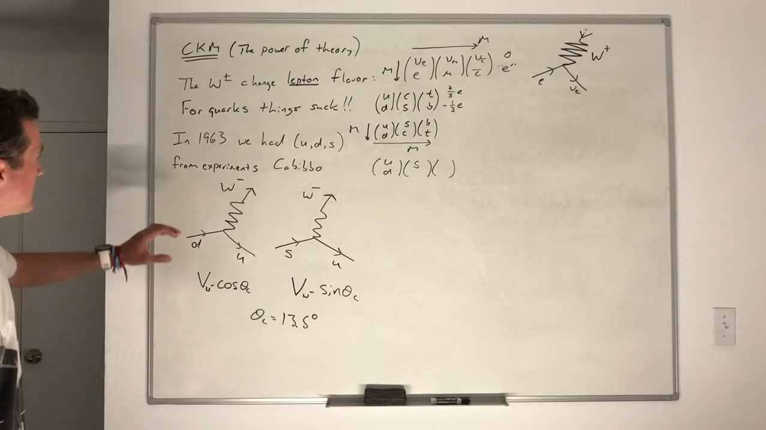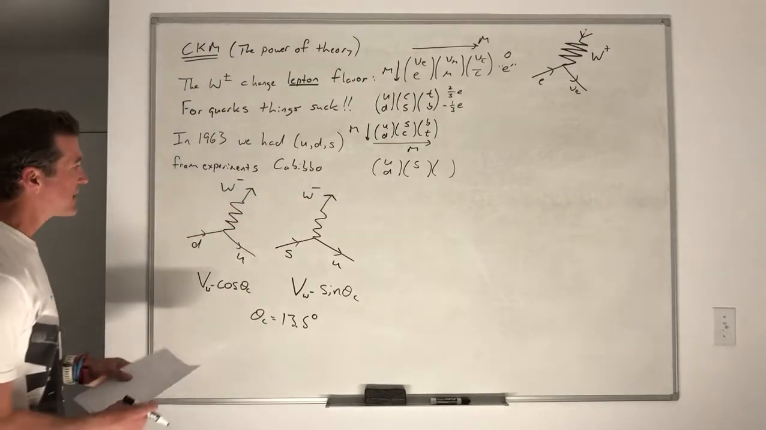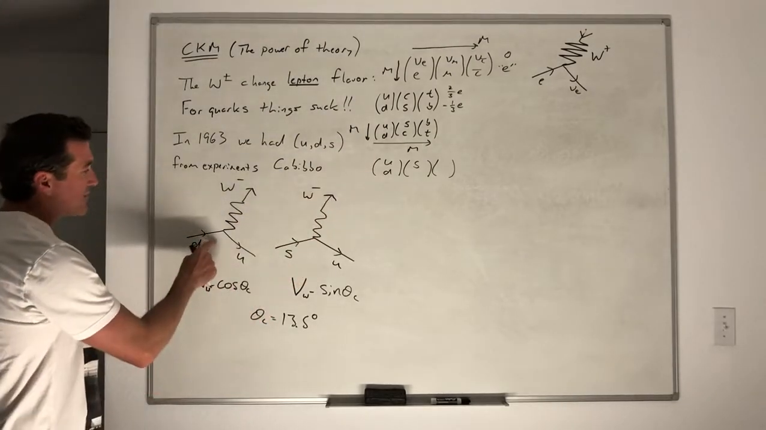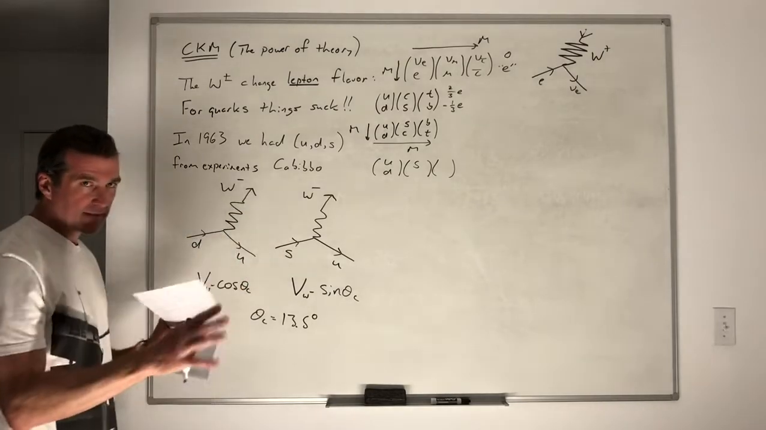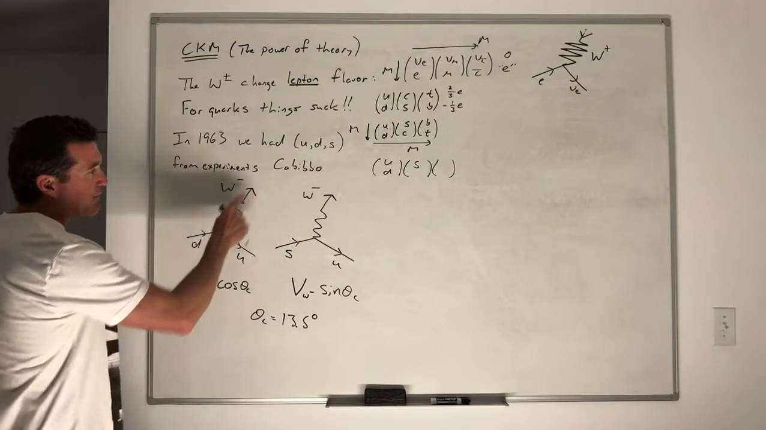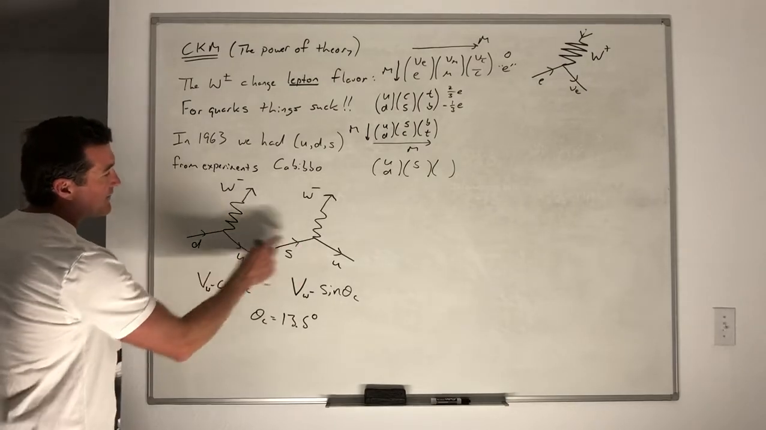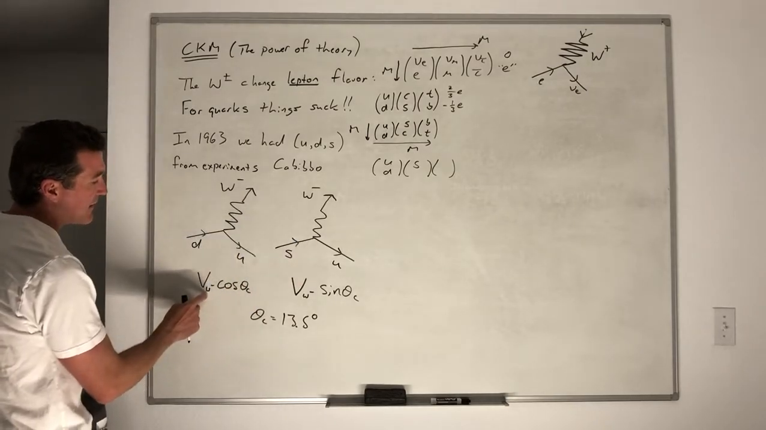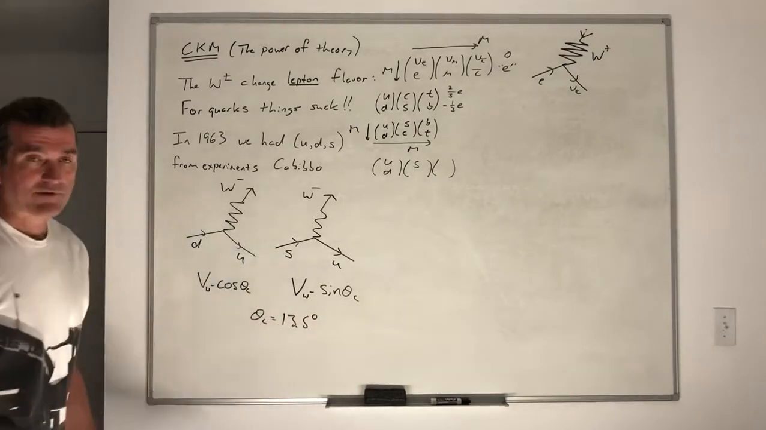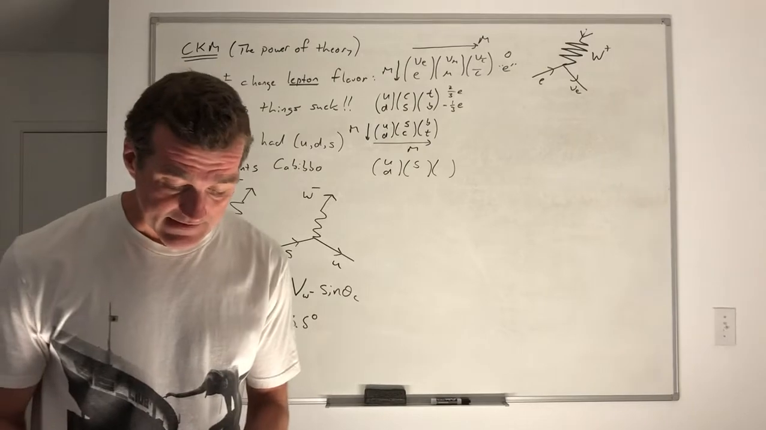So if everything is roughly the same between these two diagrams, and it's not, because the down quark and the strange quark have different masses, so the mass that goes in the propagators for these two is a little bit different. But otherwise it's the same propagator here, and here. The other difference is the vertex factors: the vertex factor here uses the same element as the one here, but with a factor of cosine theta c, and since theta c is 13.5 degrees, this gets a much larger contribution than the one accompanied by sine theta c.